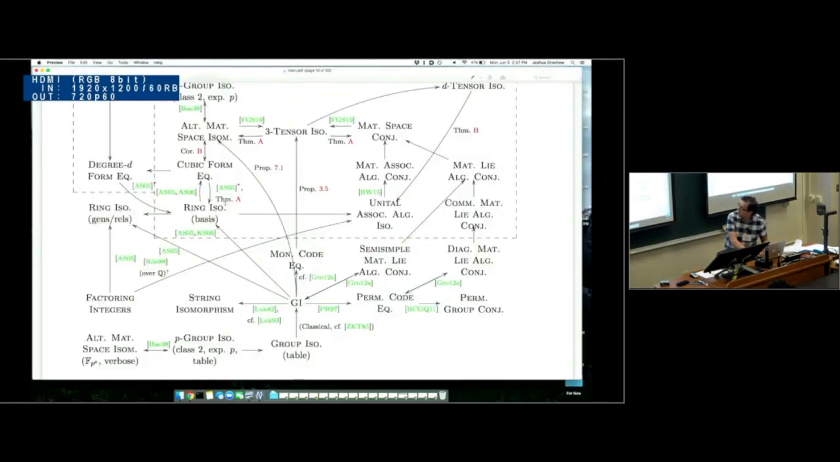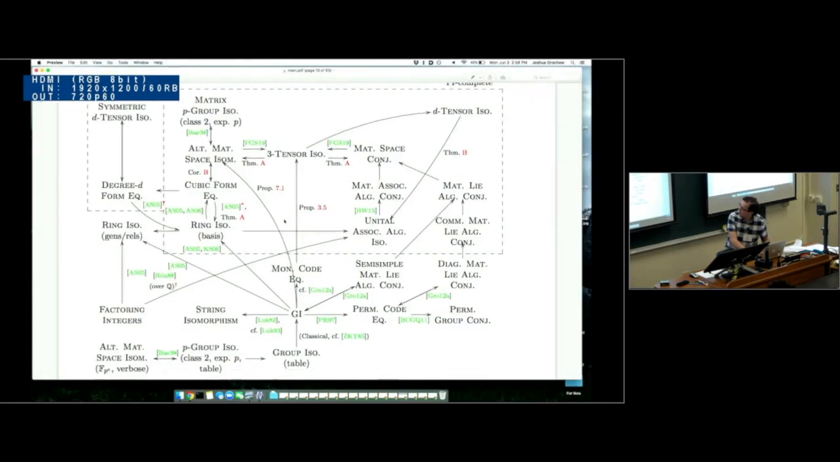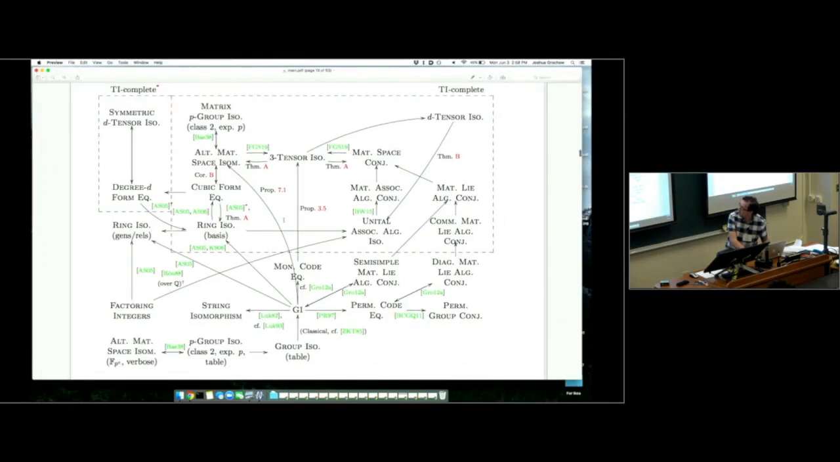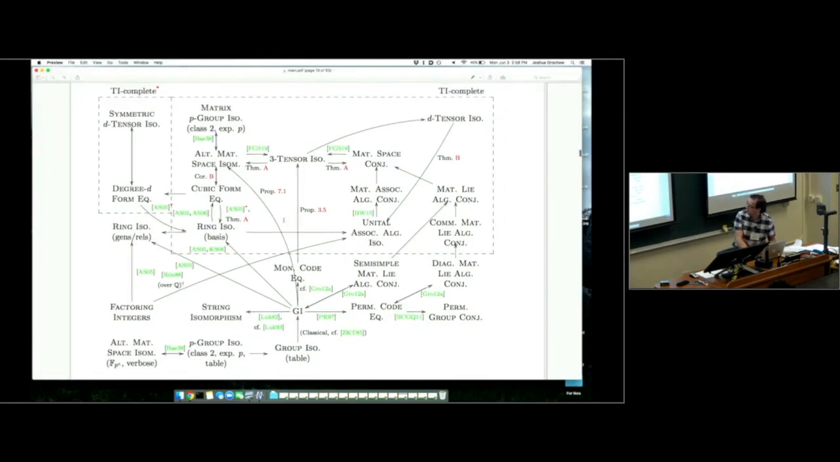I'm very proud of my TeX skills in this picture. This was made entirely in native TeX. So here you see graph isomorphism. Here's group isomorphism in the table model. Here's the class of groups that we were talking about, which seem to be no easier. There are lots of things in this picture, but I just want to draw your attention to a few.